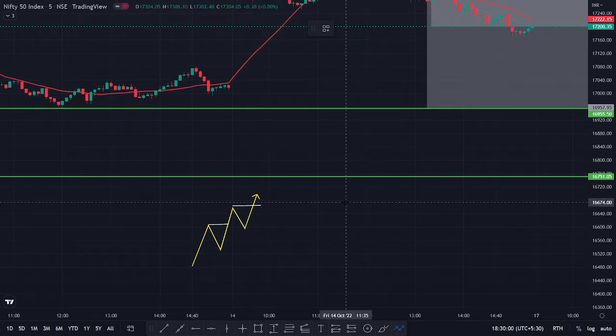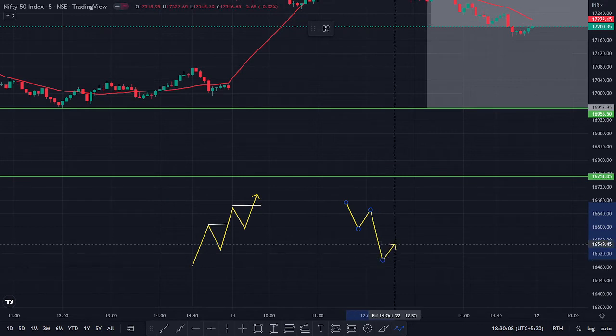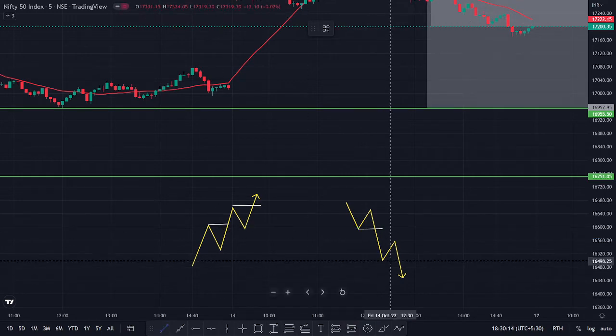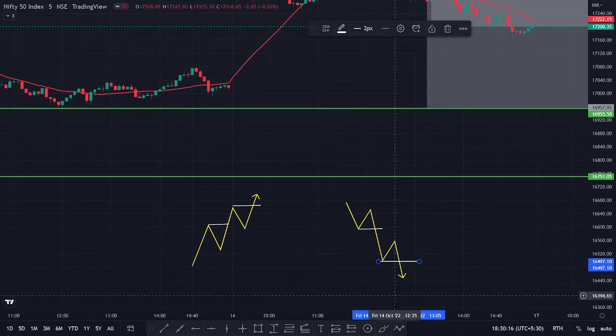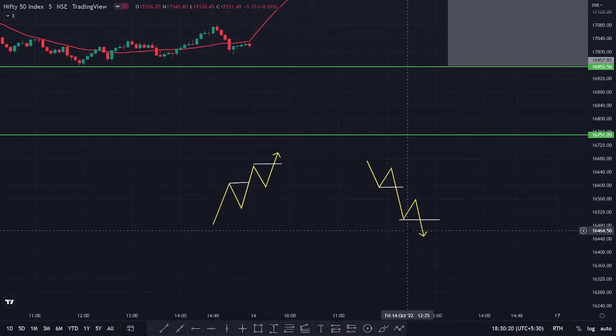And for the market to be in a downtrend, it must be making lower lows: a low, a lower high, and then a lower low, a lower high, and then a lower low. Now each low must be lower than the previous low right here, right? So now each low is lower than the previous low, so we can term this a downtrend. This one is an uptrend, and this one on the right is a downtrend.